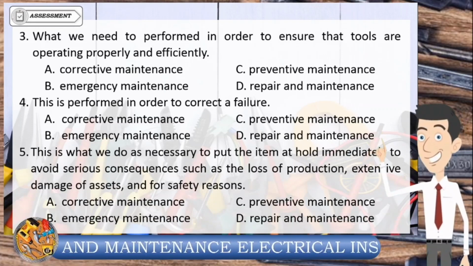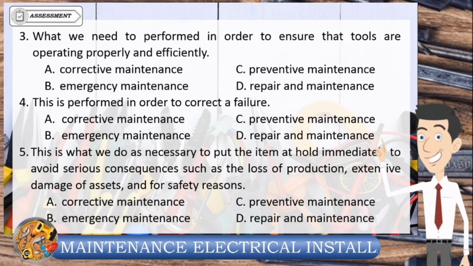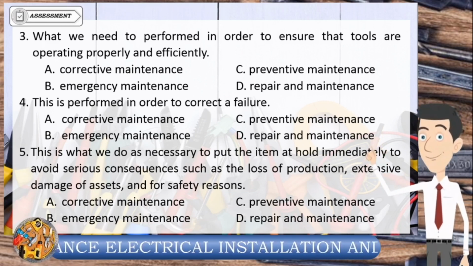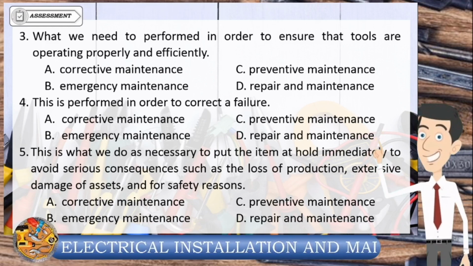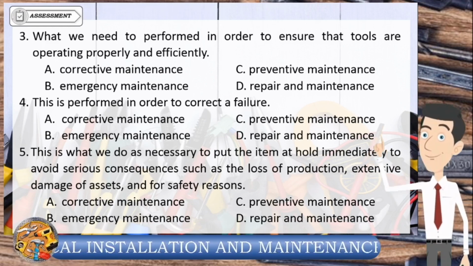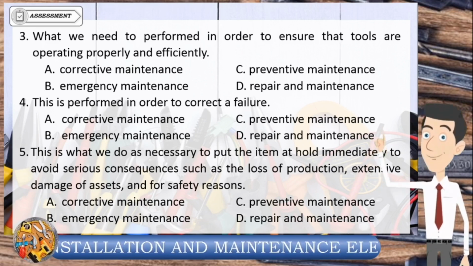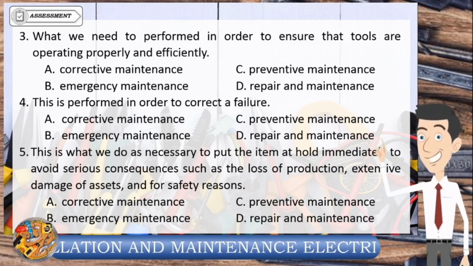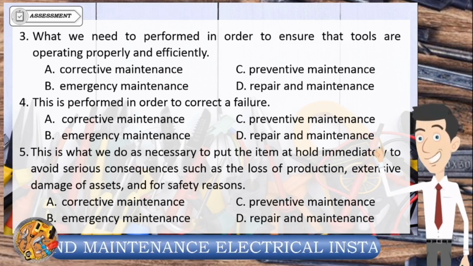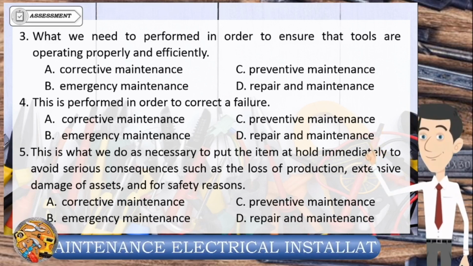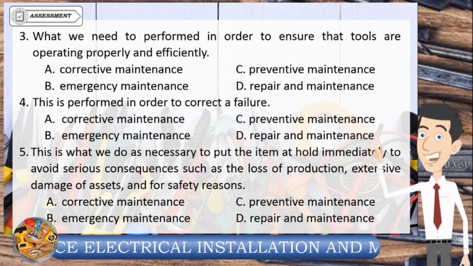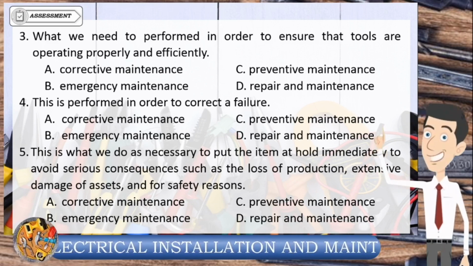And for the last question, number 5, this is what we need to do as necessary to put the item on hold immediately to avoid serious consequences such as the loss of production, extensive damage of assets, and for safety reasons. Letter A. Corrective maintenance. Letter B. Emergency maintenance. Letter C. Preventive maintenance. And letter D. Repair and maintenance.